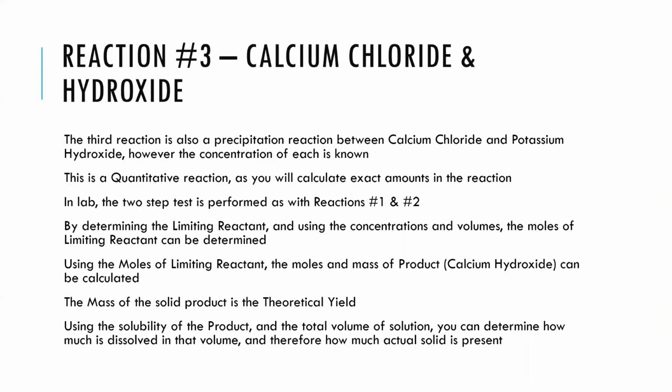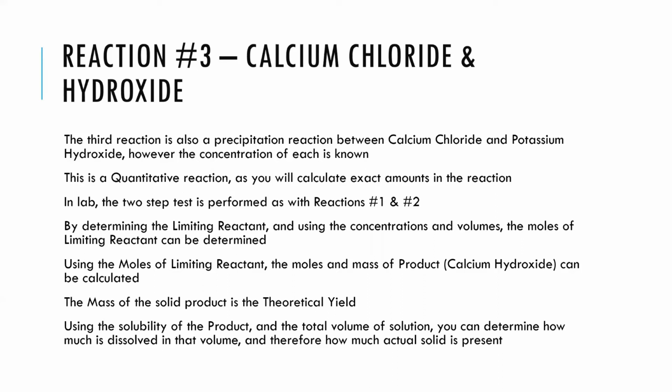In the third reaction, though, not only are you determining what the limiting reactant is, but you're determining how much of the limiting reactant is there. And this is a quantitative test. You're determining a number, an amount. And when you go through that secondary test, just like those first 2 reactions, you'll determine what the limiting reactant is. But since you will know the specific concentrations and volumes, you can determine how many moles of the limiting reactant there is.